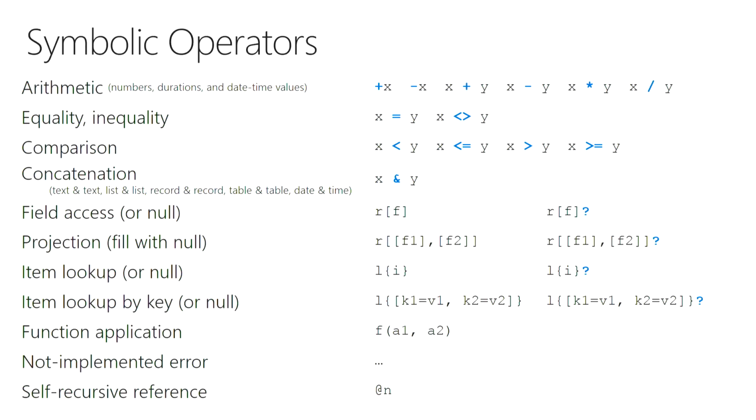Other interesting things are field access. I don't think Power Query ever generates this syntax, but basically if you're accessing a field of a record and you include a question mark, without the question mark, if the field doesn't exist, you get an error thrown. If there is a question mark, it will return null instead. So this is basically conditional access. Same thing for when you're doing lookups in lists and tables. That works the same way.